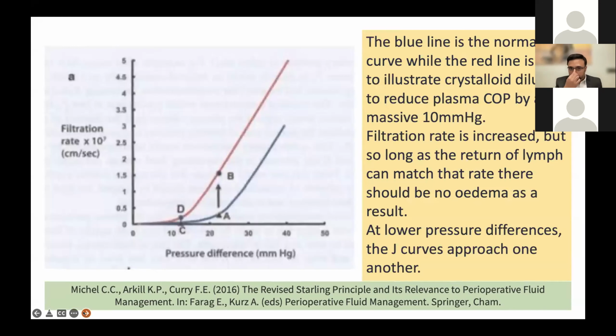So you can see that if this is the classical curve, once we give a massive bolus of crystalloids, which suddenly increases the capillary pressure by 10 millimeter mercury, it ends up diluting the protein or the oncotic pressure within the capillaries, and that is going to lead to a sudden rise in filtration.